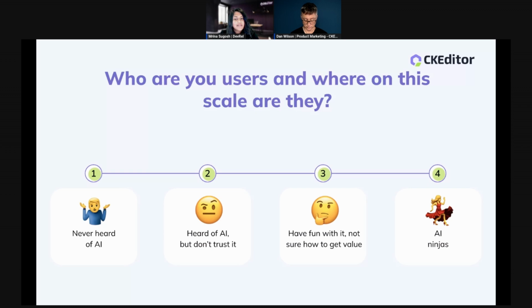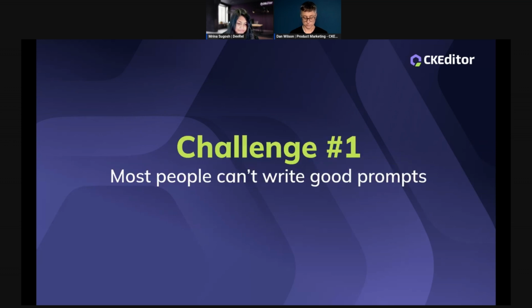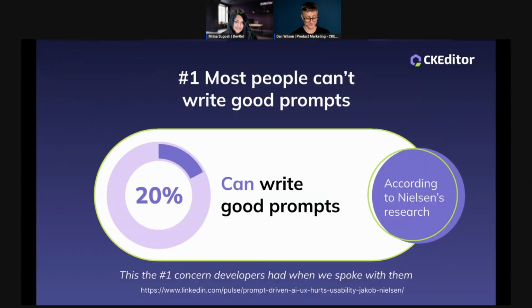Let's keep this in mind as we move on to the next one, right? So, as I promised, we are definitely going to be talking about the 6 challenges that your users are going to face while interacting with AI, that your developers are going to face while adding AI into their applications, and that your users might also face when you're developing for them. The number one challenge that developers face is that most people can't write good prompts.